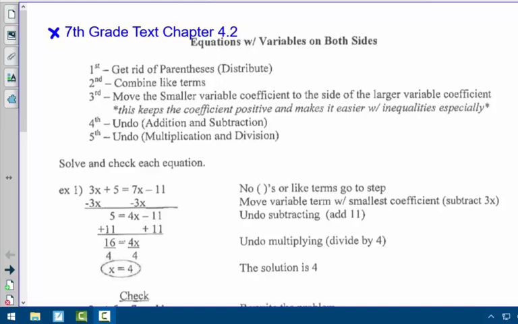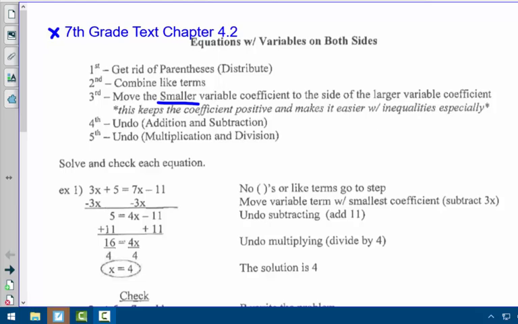So step number 1 says get rid of the parentheses if there are parentheses. So distribute first. Step number 2, combine like terms. Step 3, move the smaller variable from one side to the other, to the side with the larger variable coefficient. This usually keeps that coefficient positive, and therefore we don't have to deal with negatives. Undo any adding or subtracting next, and then undo multiplication or division.